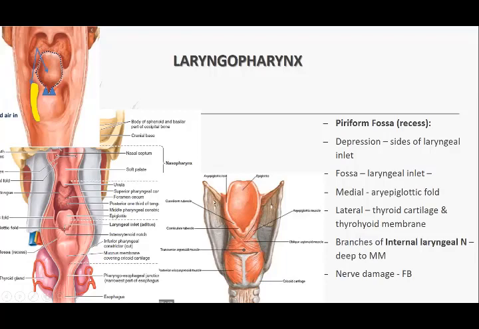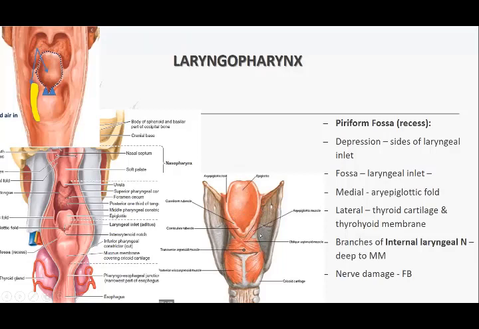So superiorly you have the thyrohyoid membrane, and inferiorly you have the thyroid cartilage. They make up the lateral walls of the piriform fossa. This is the lateral wall of the piriform fossa. Okay? The medial wall is formed by the epiglottic fold. And please know that these walls you can see are there for nerves and blood vessels.